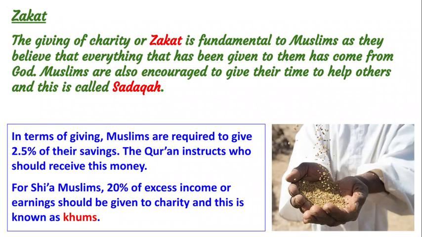The Quran instructs Muslims as to who should receive this money, but you can imagine that it's general people in poverty or who are travelling and perhaps need assistance, that kind of thing. For Shia Muslims, it's slightly different. 20% of their excess income or earnings should be given to charity, and this is known as khums.